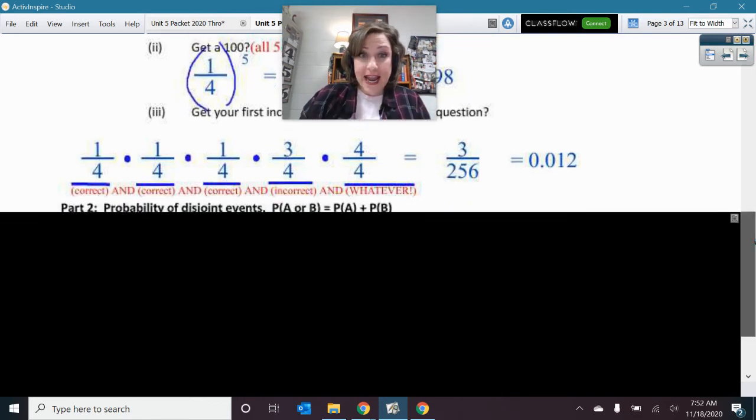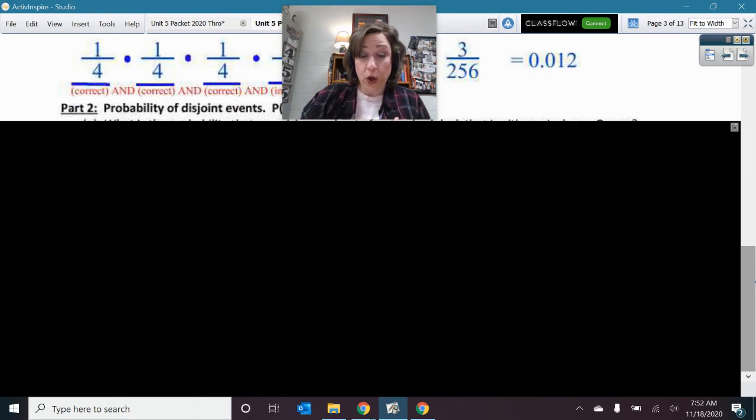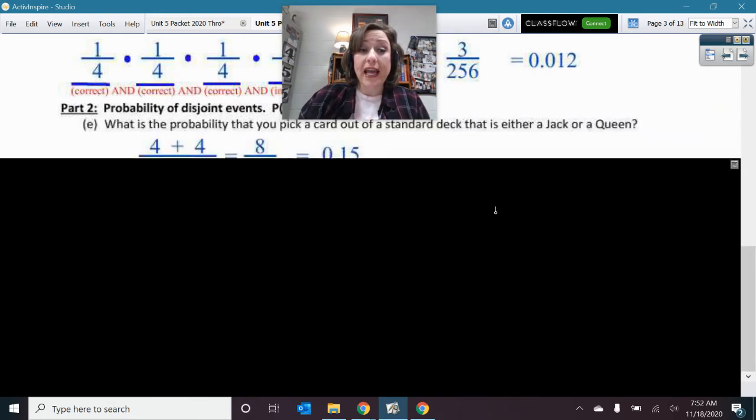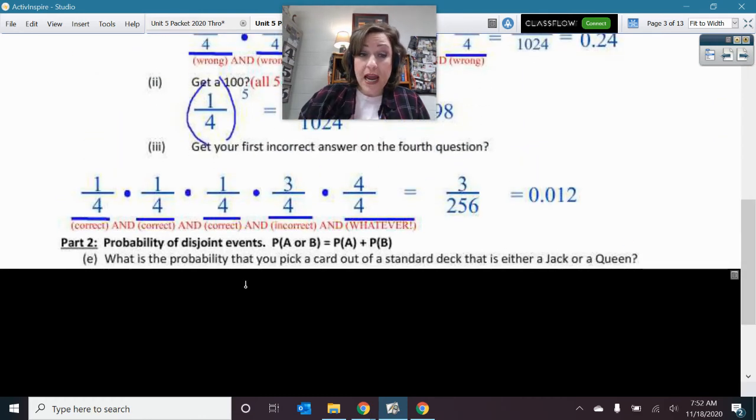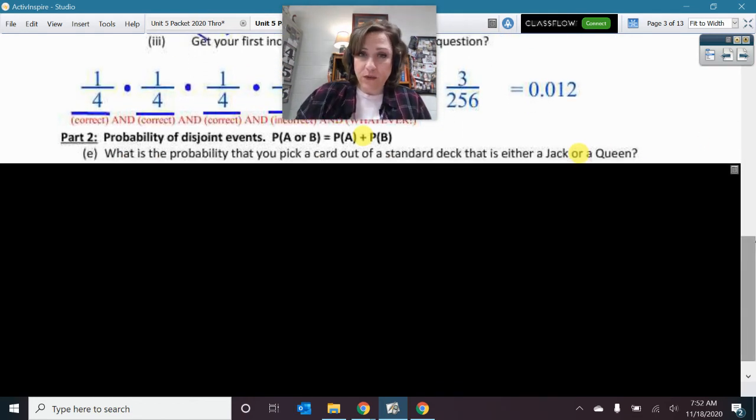All right. Now we're going to see what happens if we have the or. So we saw that and was the multiplication problems, and we're going to see that or is when you are going to be adding them together. So, a jack or a queen. You need to make sure that you know what's in a deck of cards. I don't have that shown right here, but I will go ahead and put up a file of what's in a deck of cards so you can see what's in there.